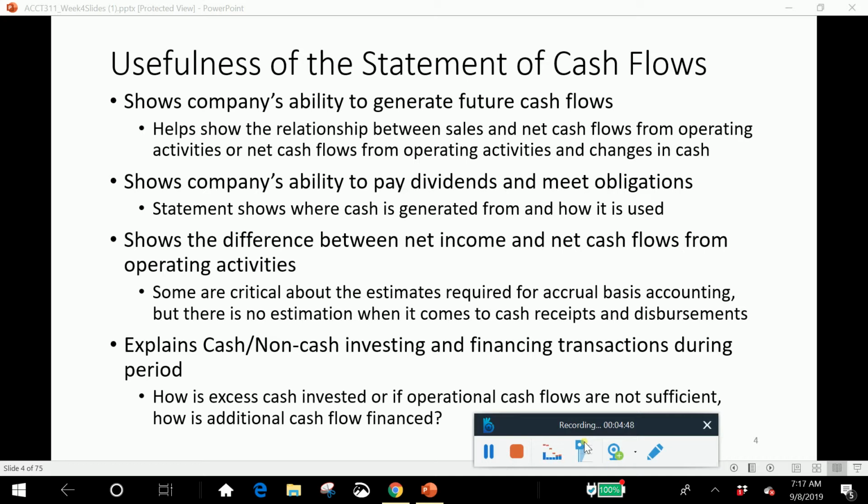And then finally, the statement of cash flows explains cash as well as non-cash investing and financing transactions during the period. How was excess cash invested, or if operational cash flows were not sufficient, how was additional cash flow financed? Additionally, if you have material non-cash items, obviously non-cash items don't show up on the statement of cash flows, but you are required to disclose material non-cash items in your financial statements.